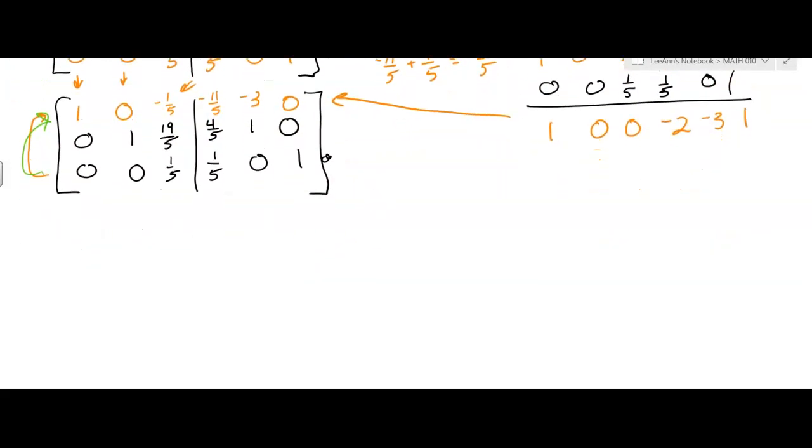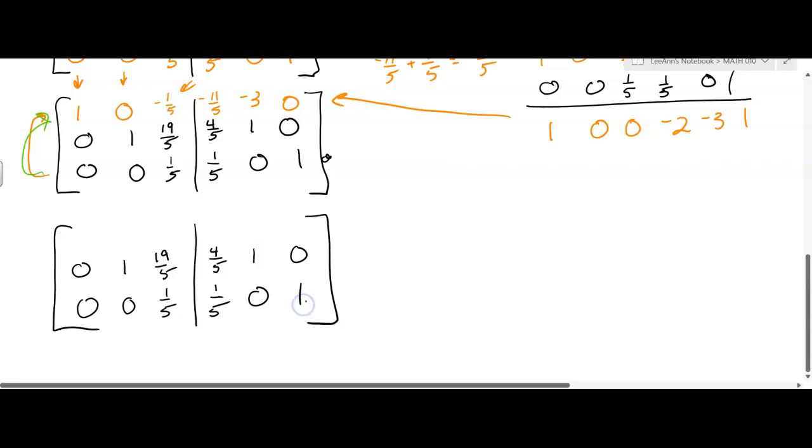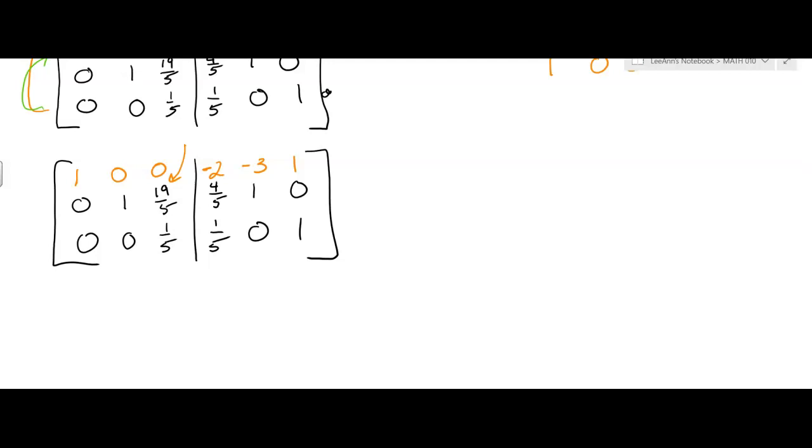We're almost done. All right, we're going to copy down the rows that we didn't change. 0, 1, 19/5, 4/5, 1, 0, 0, 0, 1/5, 1/5, 0, 1. And now my new top row, it's going to be 1, 0, 0, negative 2, negative 3, 1. Okay, so we just have one more thing to do. See that 19/5? That needs to be a 0. So we need to get that taken care of. How are we going to do that? Well, we could multiply the bottom row.